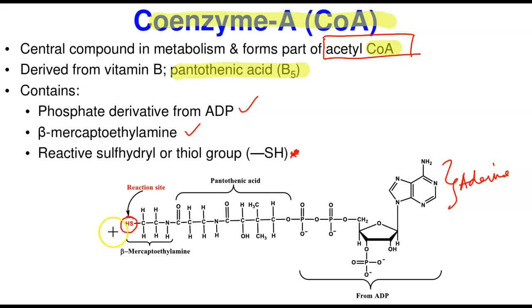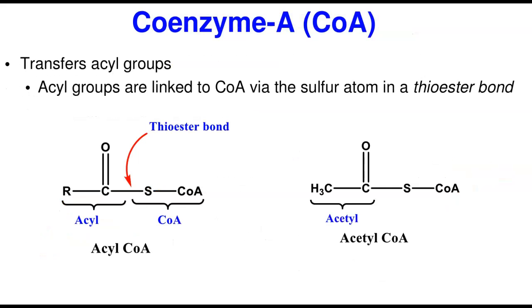So it is this point that is connected to the acyl group, or acetyl-CoA, like I said again. Now let's see what happens there. So its main function is that it transfers acyl groups. What's an acyl group? Acyl group simply means one carbon is a carbonyl carbon connected to any carbon chain. We call it an acyl group.